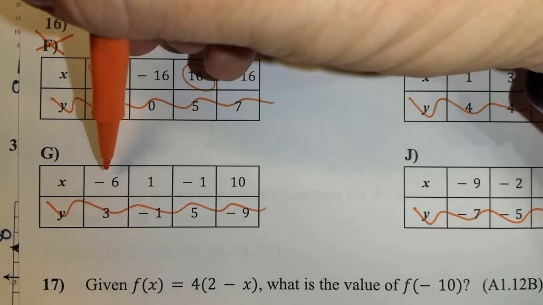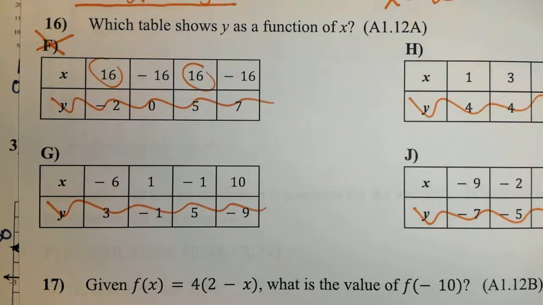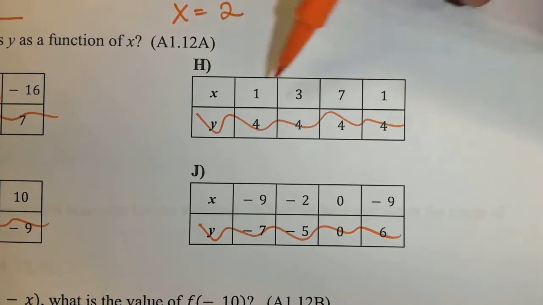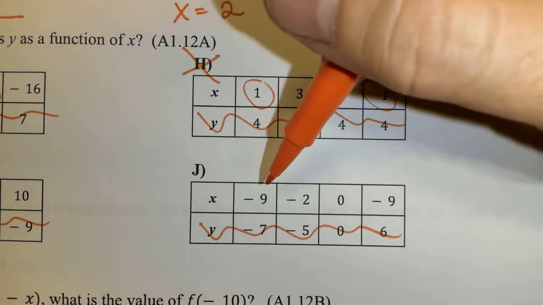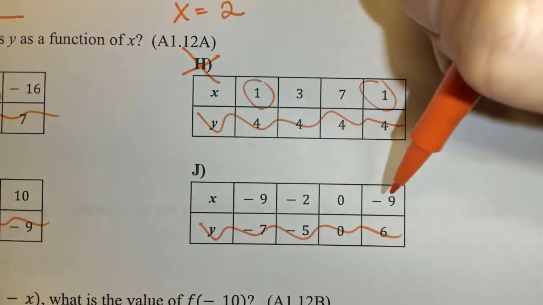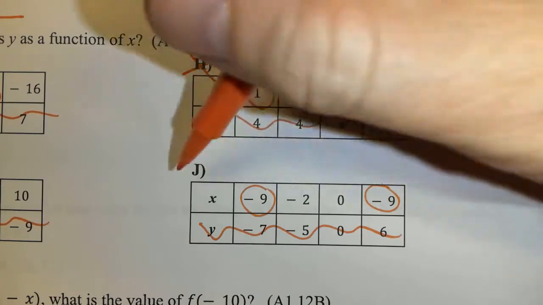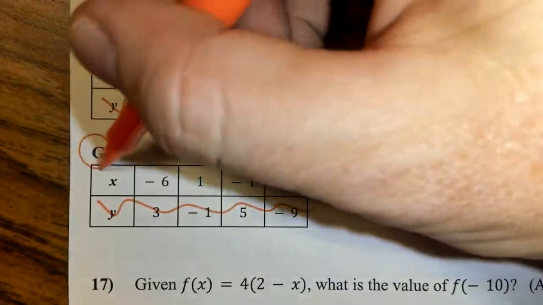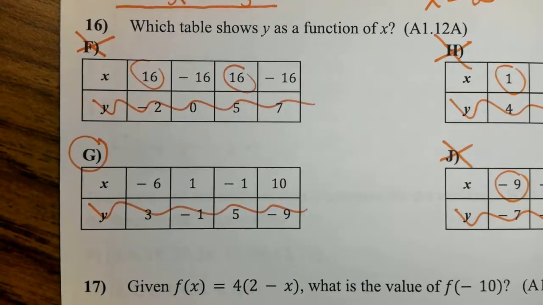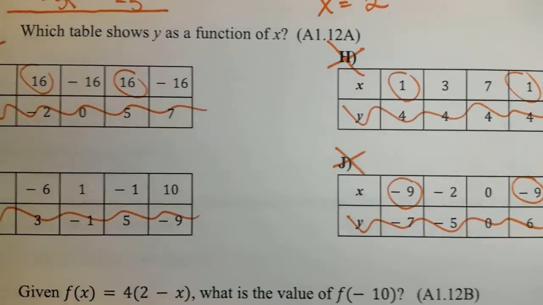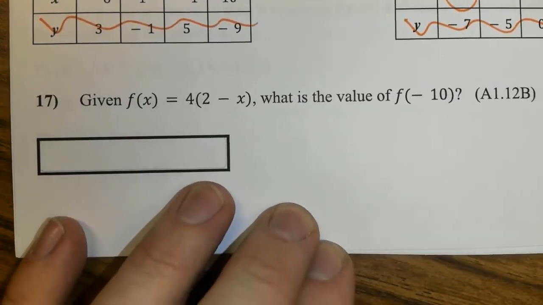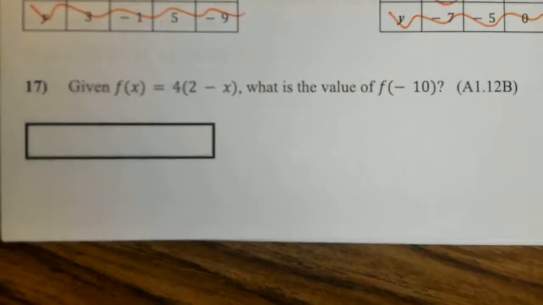Look at G. Negative 6, 1, negative 1, 10. None of those repeat. Sweet. Look at H. 1, 3, 7, 1. Can't repeat, so that's wrong. And J. Negative 9, negative 2, 0, negative 9. Again, those repeat. Not happening. So G is my answer, because the others all have repeating x's, and I cannot do that. So that is an easy question. Please don't miss that one when you take the test.